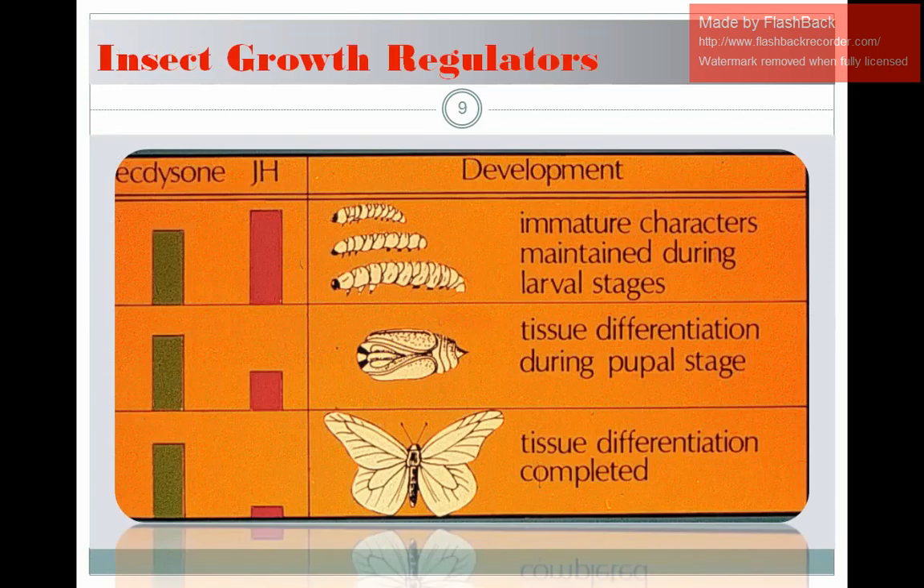Now, in this diagram, you see the concentration of juvenile hormone. When it is in a larval state, the concentration of juvenile hormone is higher. When it has reached the pupal state, the concentration of juvenile hormone is intermediate, and in the differentiated tissue or in the adult, you can see very little or no presence of juvenile hormone.